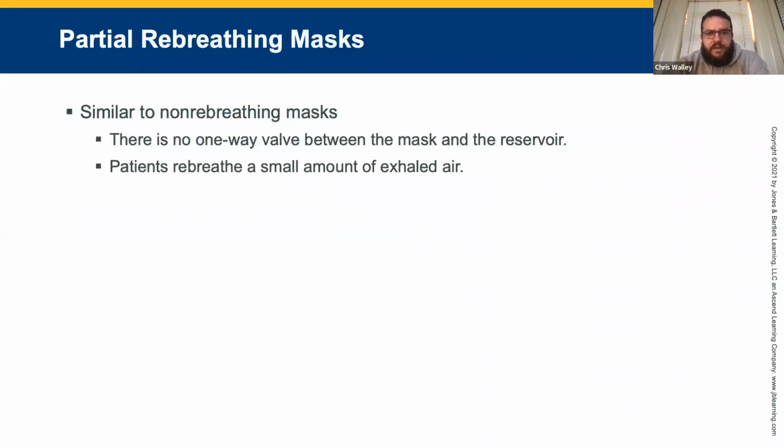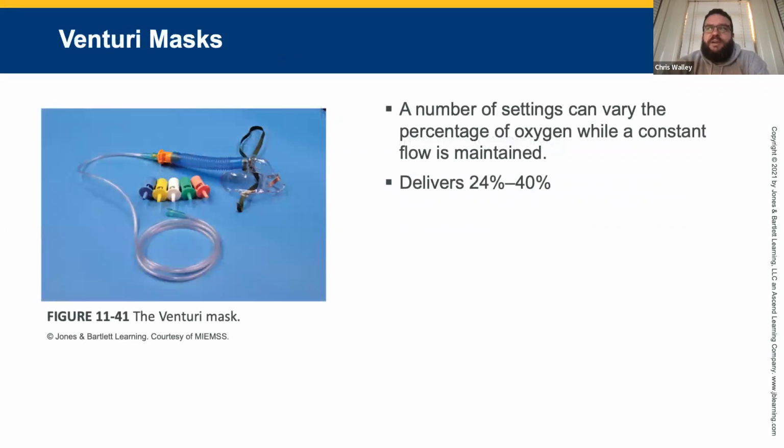Next, we talk about the partial rebreathing mask. So here's a partial rebreathing mask, and you can set it to whatever. The colors you can set to what liters per minute you want. And this is the saturation.